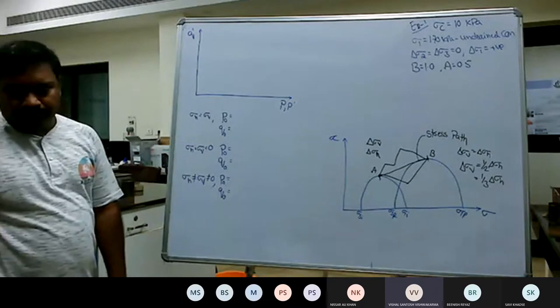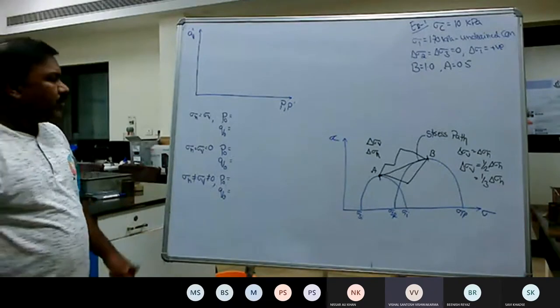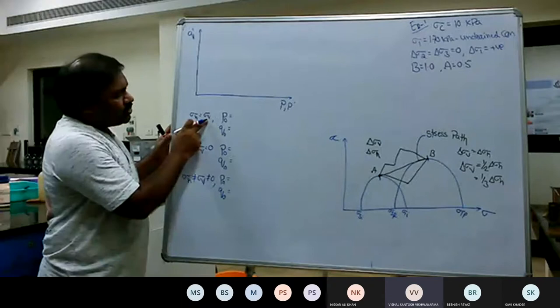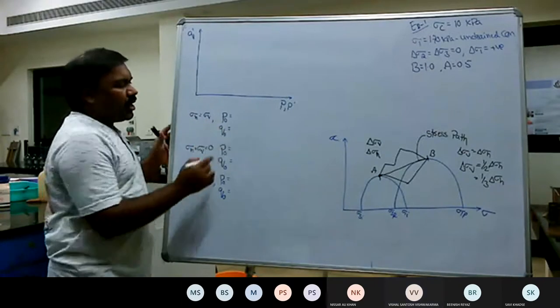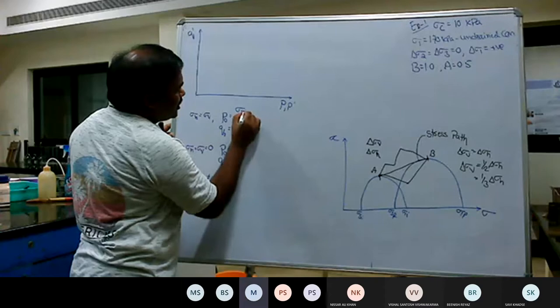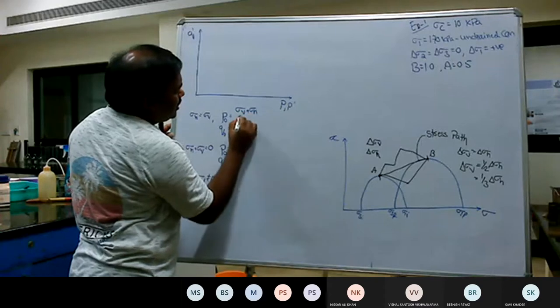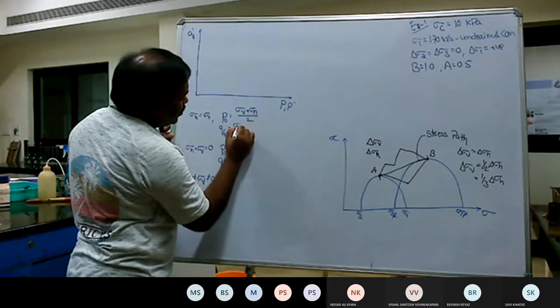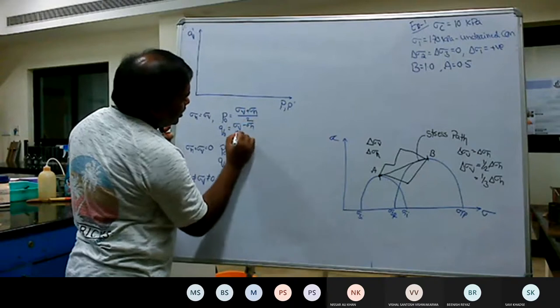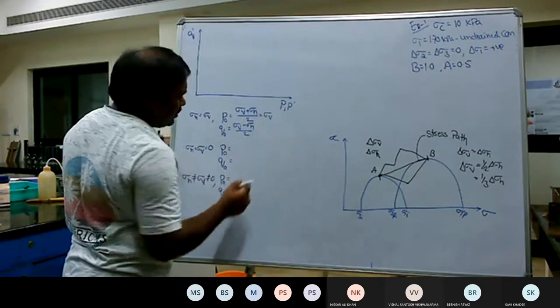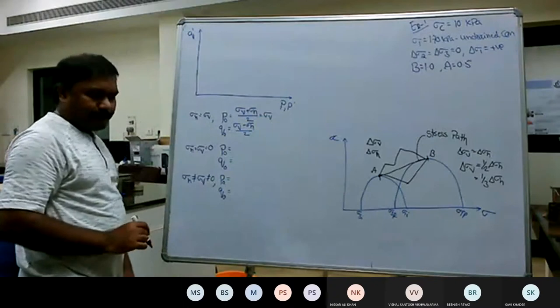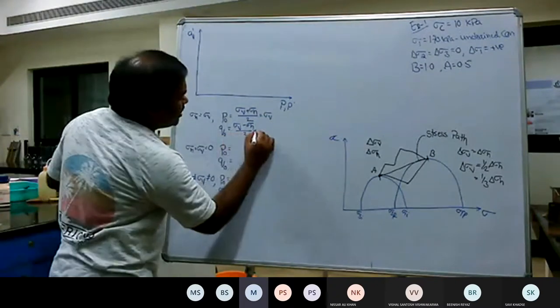Sir, what have you written in the second one? Sigma H is equal to sigma V. So what is the value of P naught and Q naught? So we know this is sigma V plus sigma H by 2, and this is sigma V minus sigma H by 2. So this is nothing but either sigma V or sigma H. Yes, sir. And this is 0.